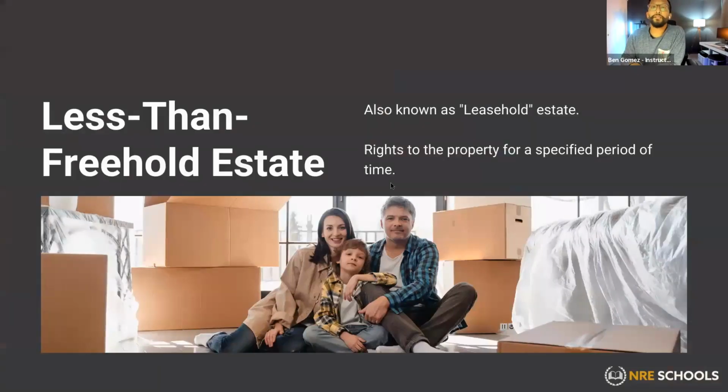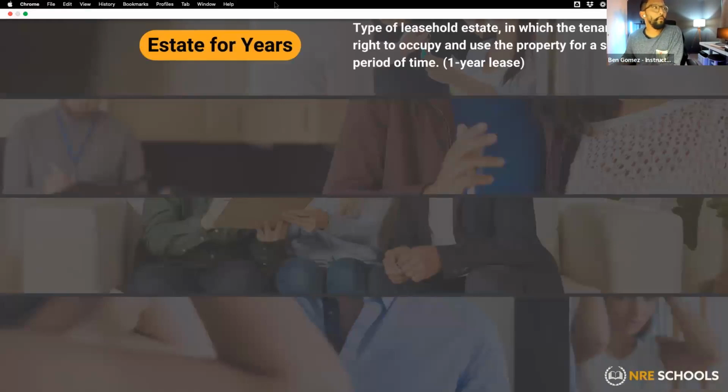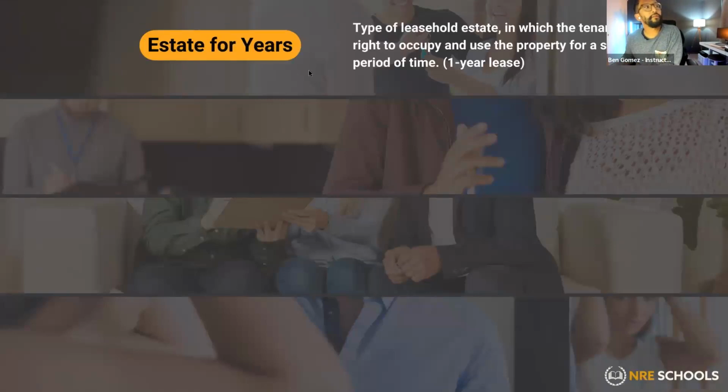Less than freehold estate. We have one vocabulary that's called estate for years. This is a type of rental. I'm going to replace the word leasehold with rental. This is the type of rental in which a tenant has the right to occupy and use a property for a specific fixed period of time, such as a 1-year lease. That is an estate for years.